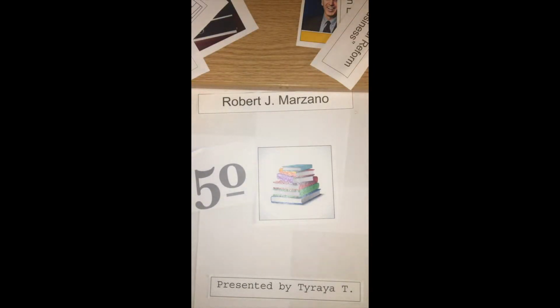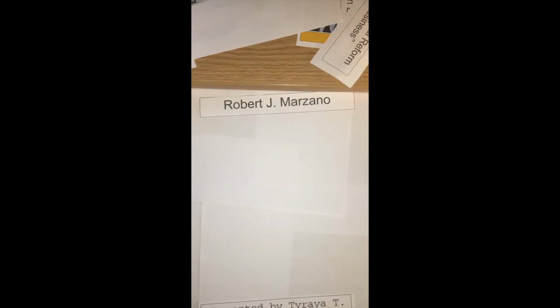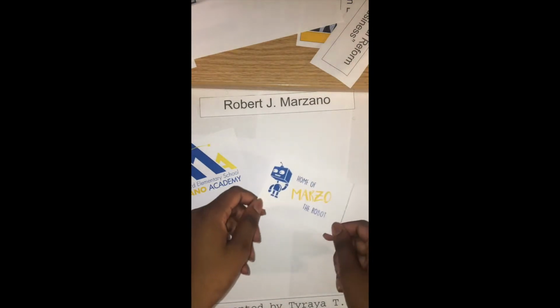He has over 50 books and 200 articles with over 50,000 reads. He has an elementary school called Marzano Academy Elementary School. The robot is their mascot, and the name of the robot is Marzo.